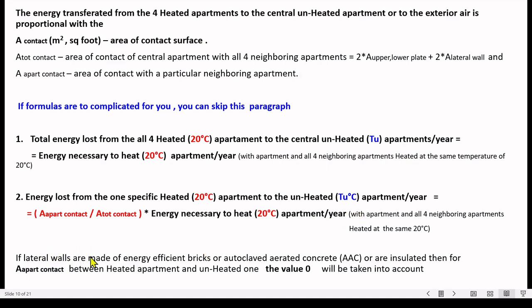If the lateral walls are made of energy efficient bricks or autoclaved aerated concrete or are insulated, then the area of apartment contact between the heated apartment and the unheated one will take the value 0.